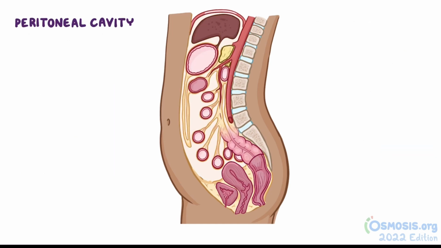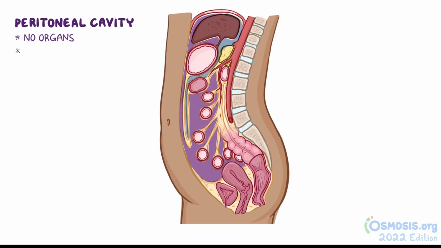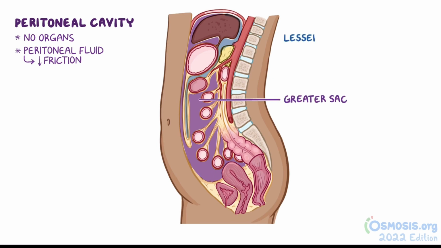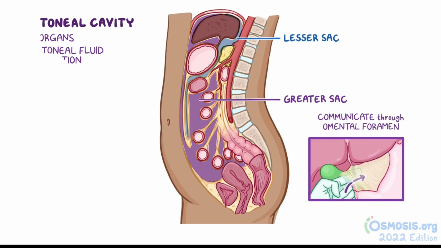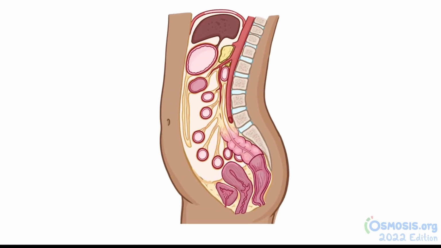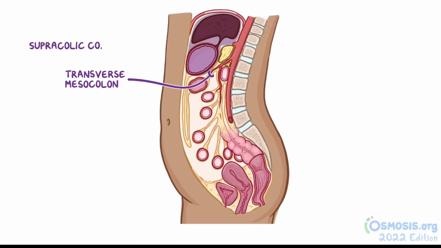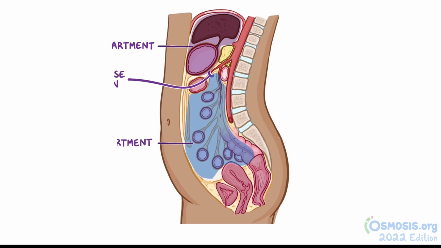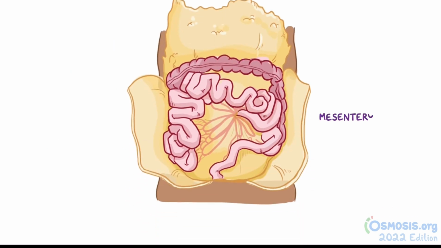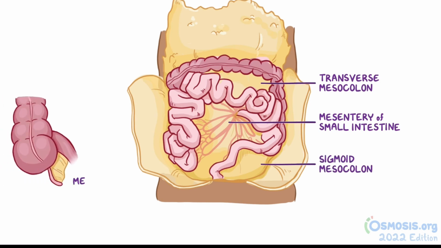The peritoneal cavity contains no abdominal organs and has peritoneal fluid to help viscera move without friction. The peritoneal cavity is divided into the greater sac and the lesser sac, which communicate through the omental foramen. The peritoneal cavity is divided by the transverse mesocolon into a supracolic compartment and an infracolic compartment. The mesenteries within the abdomen connect the viscera to the posterior abdominal wall. These include the mesentery of the small intestine, the transverse mesocolon, the sigmoid mesocolon, and the mesoappendix.